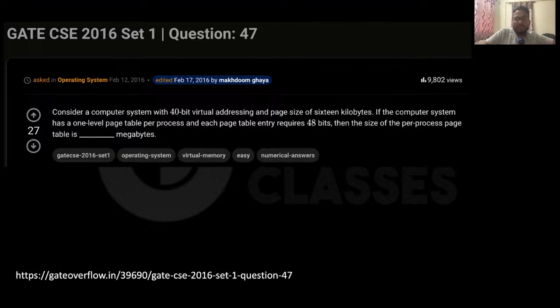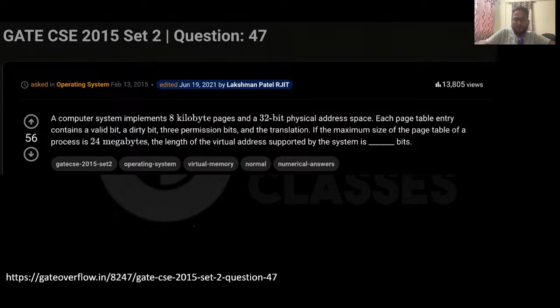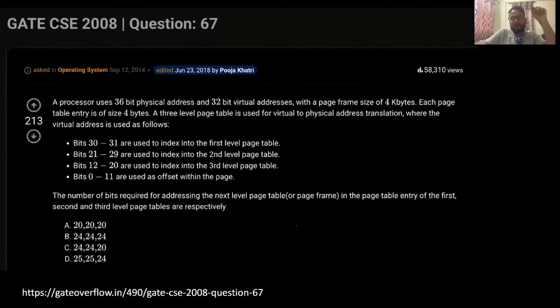See here what they are saying. Consider a computer system with 40-bit virtual addressing and page table size. If the computer system has one level page table, I think that question can be solved on your own. So you can solve this question as a homework. Let me go to some question that I want to solve, because these questions can be solved as homework. Let me go to this question, which is a nice question.